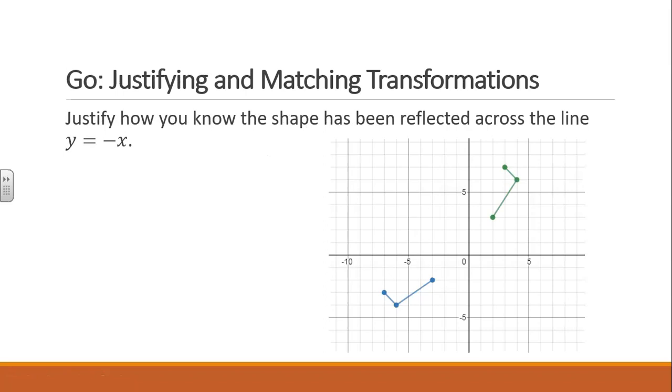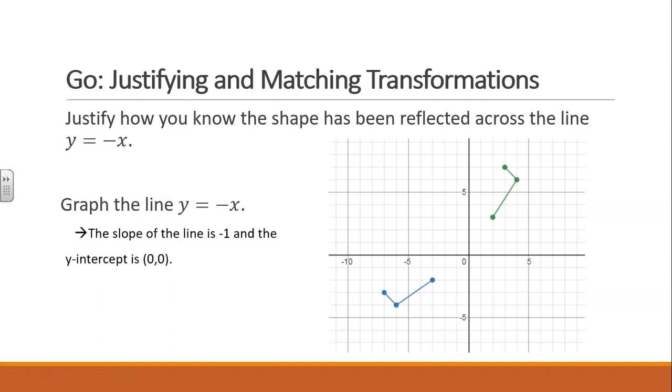In the Go, you're justifying and matching transformations. So let's justify how you know that this shape has been reflected across the line y equals negative x. First, let's graph the line y equals negative x. This line has a slope of -1 and a y-intercept of (0, 0).